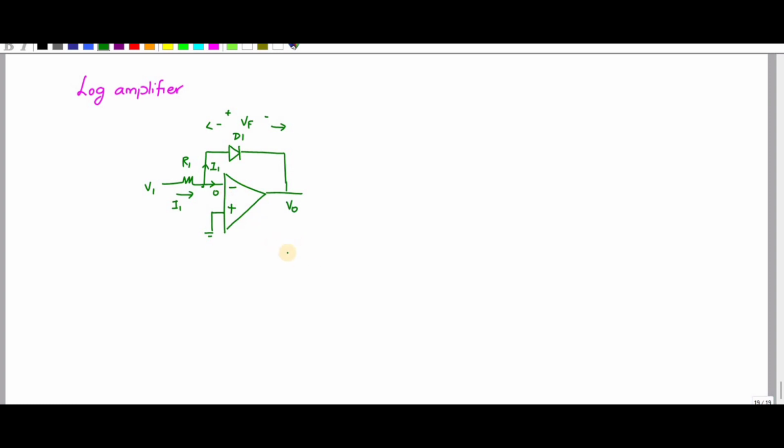So I can write the equation for the current, right? IF is equal to, here it is I1, and that is equal to IS e power VF, the voltage across this diode, divided by KT by Q. Okay, and the value of KT by Q is nothing but 25 millivolts.